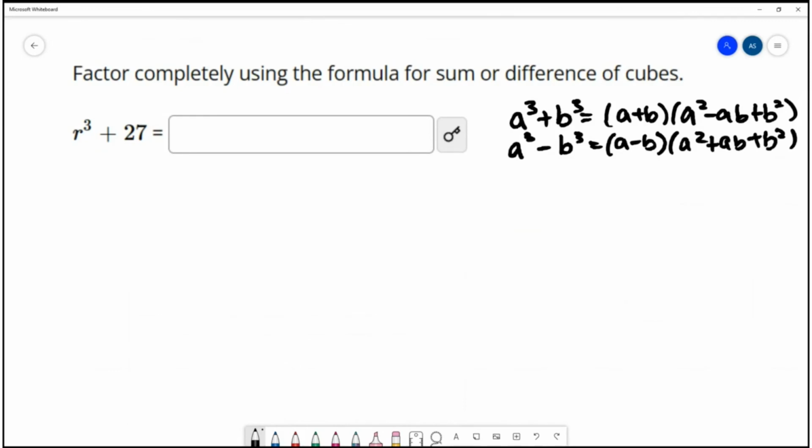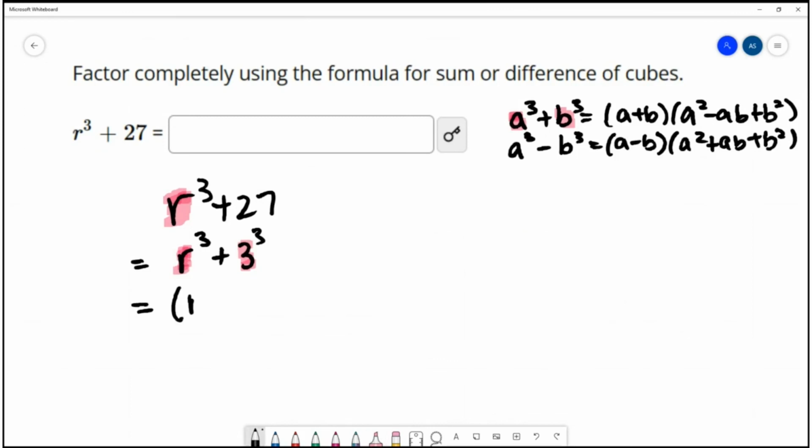So those are the formulas that we're going to be using, and we want to factor r cubed plus 27. In order for us to use these formulas, we have to write it so that we can identify the a and the b in the formula. So here I can see that the a is r because I have r cubed, but the 27 is not in the right format. And I know that 27 is 3 cubed. So now I've identified that a is r and b is 3.